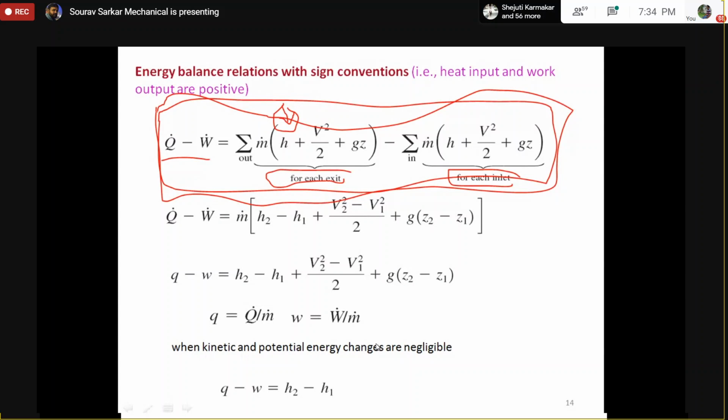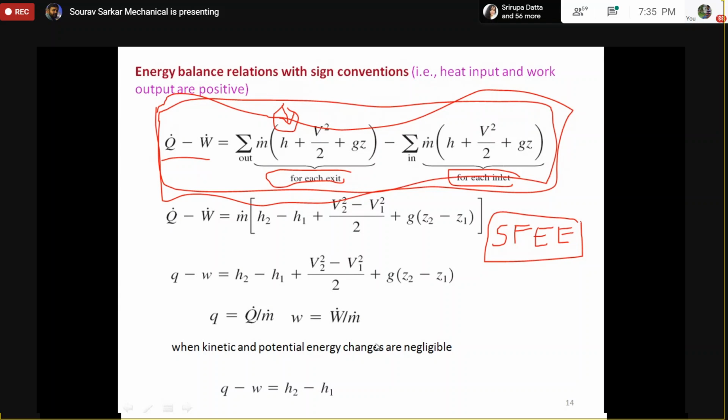So this is basically called the SFEE. Please remember the name. What is SFEE? Steady flow energy equation. Excellent. So it is basically called the steady flow energy equation. It is valid for only steady flow.